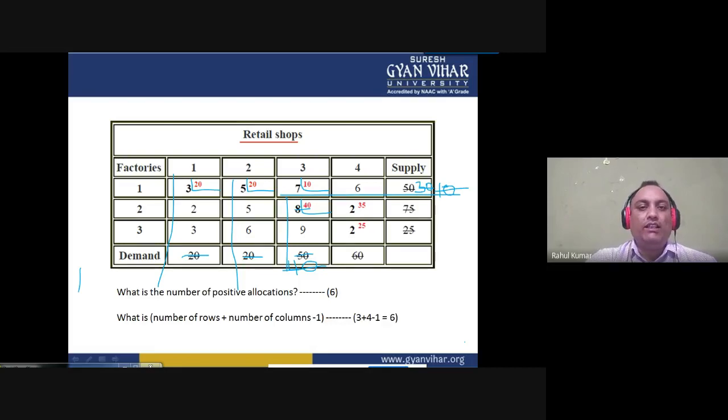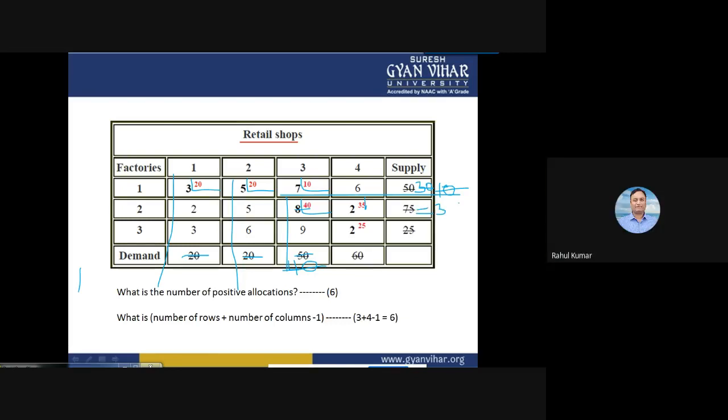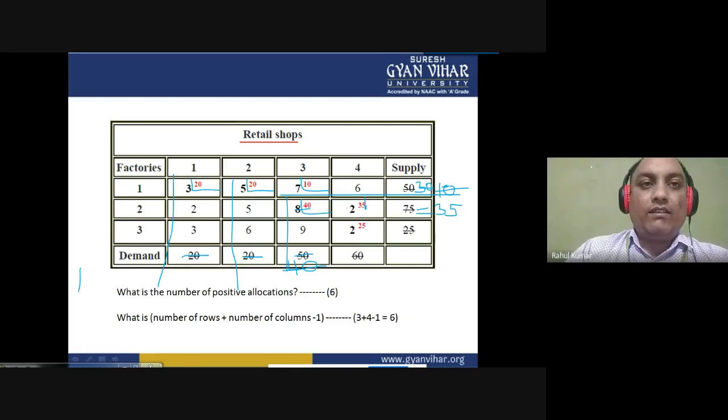Here is only 35. From 40 and 75, it will get 35 only. Then this 35 for the supply, for the cost of 2. Here 35 is supply and 60 is demand. Which is the lesser number? 35 is the lesser number.